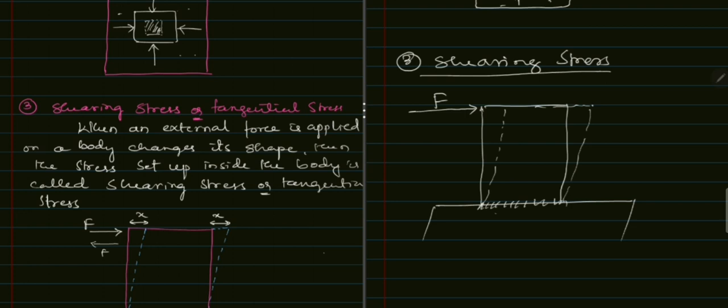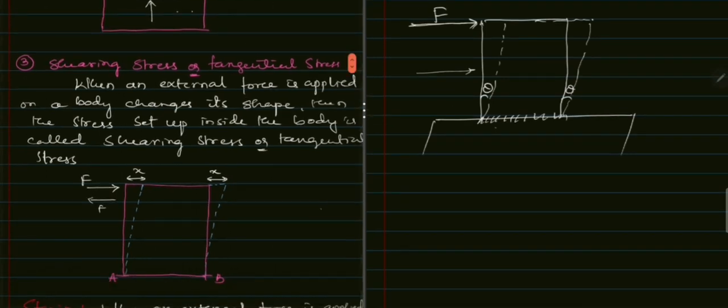After applying a force, it is called shearing stress or tangential stress. It means the applied force is tangential, so that's why it is called a tangential stress. See here, if you apply a force here, it does not change its shape. For example, take a thick book and apply a force on one side of the book, and then the pages will be displaced, making an angle theta. So here we get the angle.